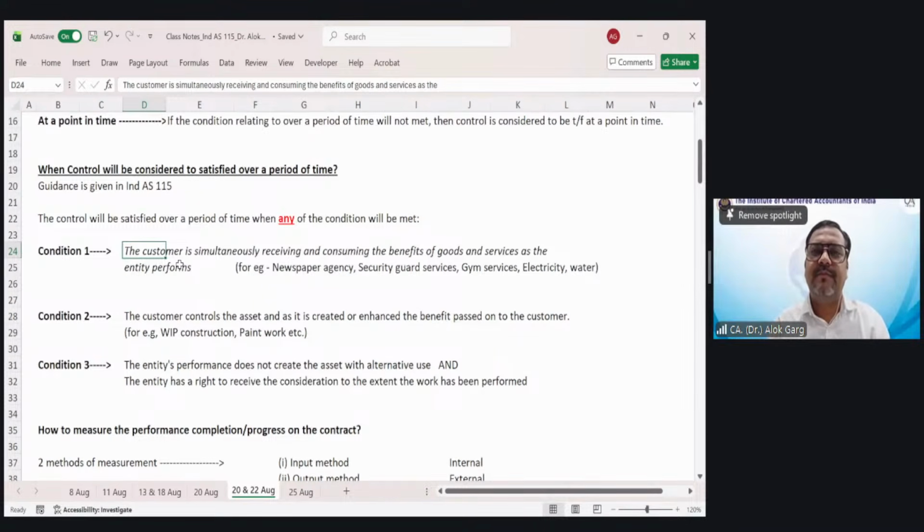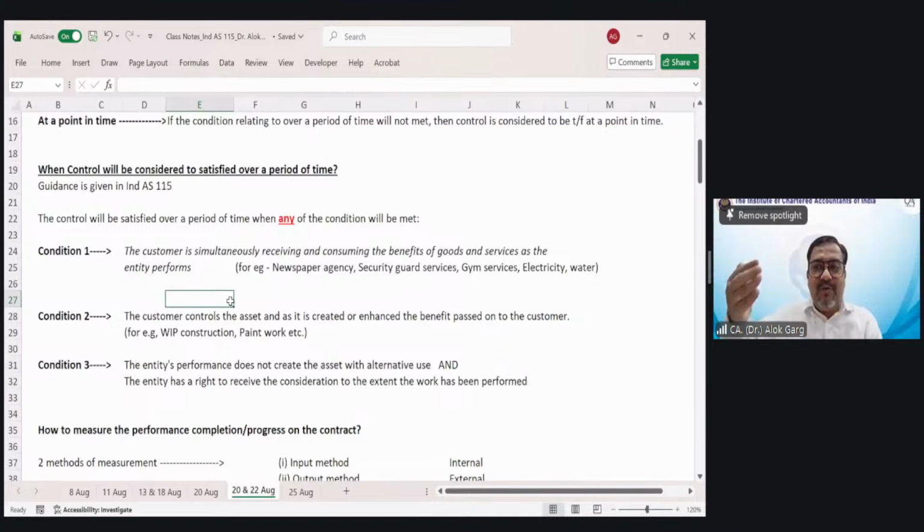Yes or no? Yes. So the first condition is the customer is simultaneously receiving and consuming the benefit of goods and services as the entity performs. For example, newspaper agency, security guard service, gym service, electricity, water. So it means the control is transferred over a period of time, meaning revenue has to be recognized over a period of time.